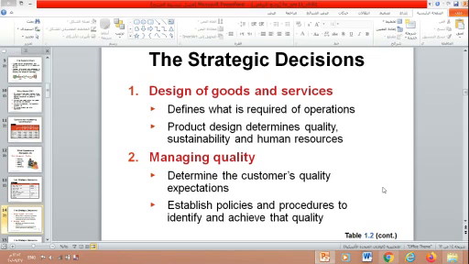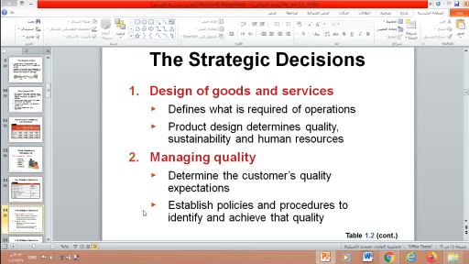Okay, and it also needs to establish the policies, procedures, and strategies in order to identify and achieve the highest quality. In managing quality, we want first of all to determine the customers' quality expectations, and in order to achieve it, we want to set the policies, strategies, and procedures to achieve the highest quality.